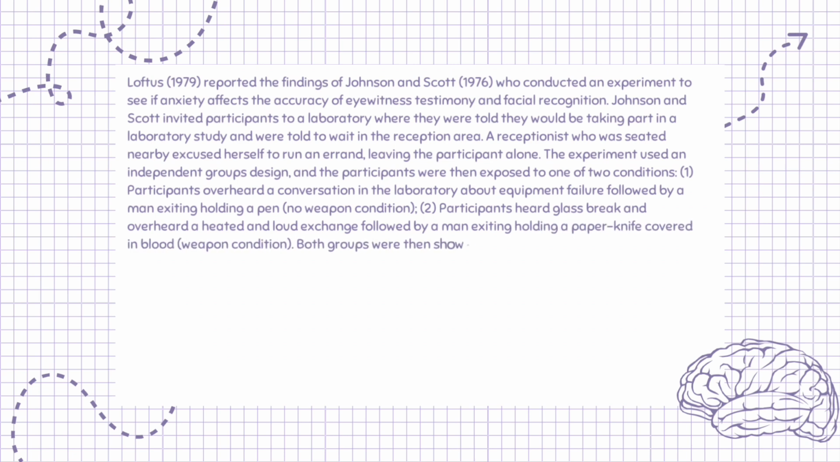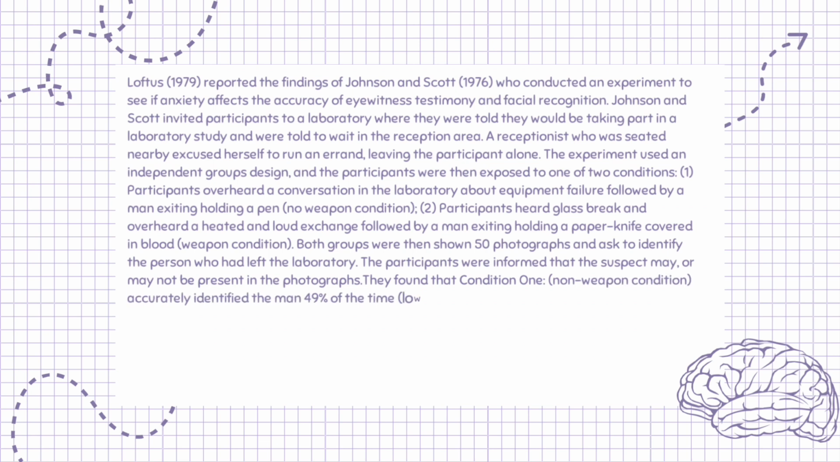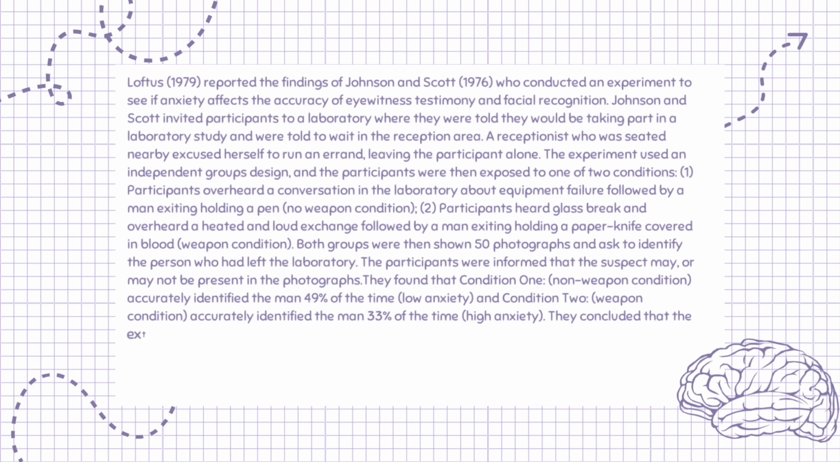Both groups were then shown 50 photographs and asked to identify the person who had left the laboratory. The participants were informed that the suspect may or may not be present in the photographs. They found that condition 1, non-weapon condition, accurately identified the man 49% of the time, low anxiety, and condition 2, weapon condition, accurately identified the man 33% of the time, high anxiety.